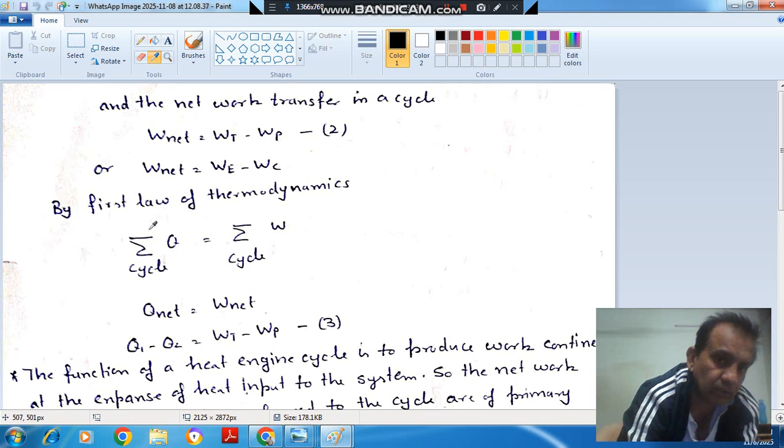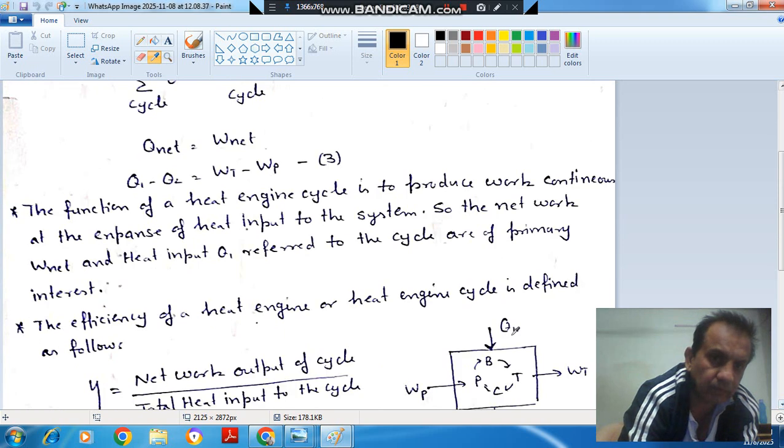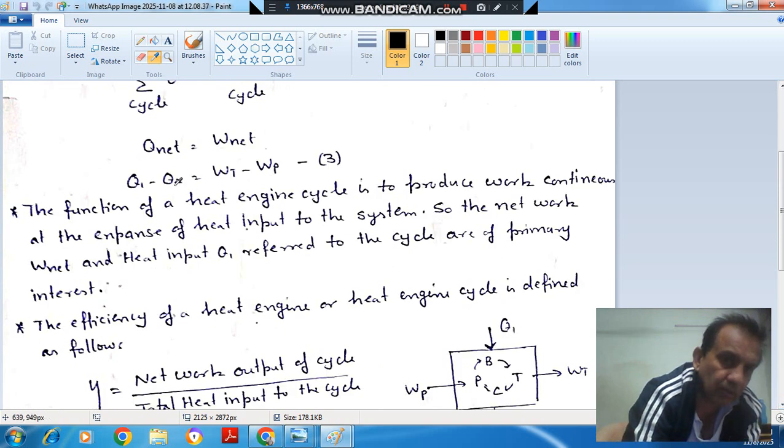So according to first law of thermodynamics, cyclic heat is equal to cyclic work, or Q net is equal to W net. Q1 minus Q2 is equal to WT minus WP. So here we can see that the whole amount of heat cannot be converted into work. Some amount of heat has to be rejected. So that is the second law.